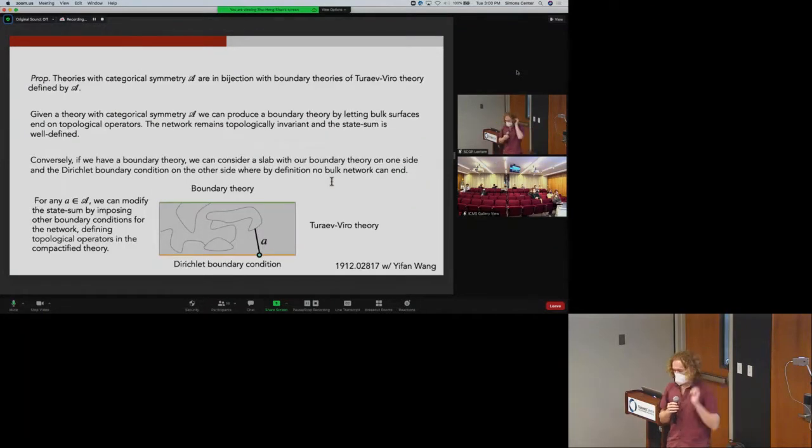Conversely, if you already have a boundary theory, then we can create a theory that exists not on the boundary of anything, where you have a categorical symmetry. And the way we do that is with a reference boundary condition, which we call Dirichlet. It's really like setting the gauge field to 0 on the other side. And in terms of the state sum, you just don't allow any of the surfaces to end on the other boundary. And by modifying this boundary condition slightly, say imposing that a surface ends somewhere, that defines topological operators in the whole theory, and that's the action of your symmetry. And you can also show these are actually inverses of each other.